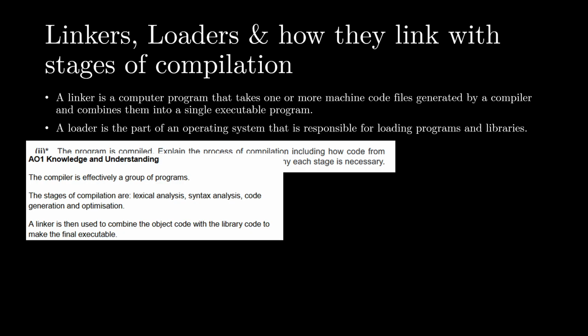So AO1 is just the random knowledge facts. The compiler is effectively a group of programs. We talked about the stages of compilation before. And yeah, a linker is then used to combine the object code, which is the same as machine code, with the library code to make the final executable.